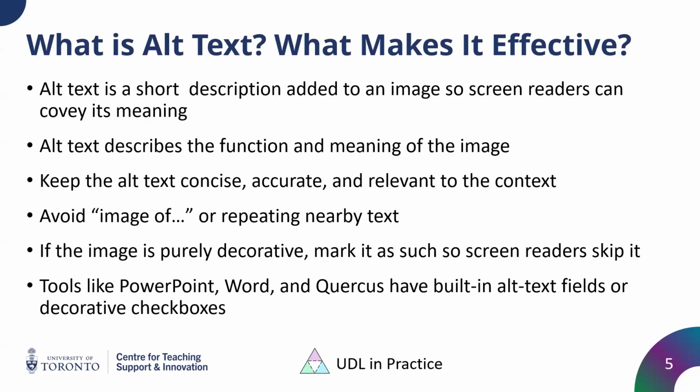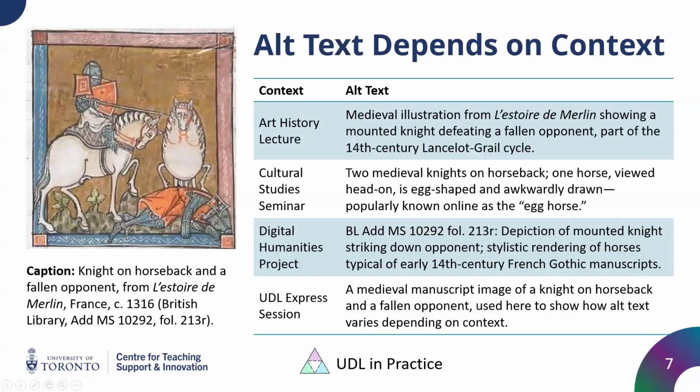You also don't need to use words such as image of or picture of, because the screen reader already notes that what they're reading is an image. We also try to avoid repeating nearby text, because what would happen, especially when you use a screen reader, is you just hear the same text over and over. If the image is purely decorative, mark it as such so the screen readers know to skip it. Tools like PowerPoint, Word, and Quercus have built-in alt text fields or decorative checkboxes, which we're going to look at in the How section.